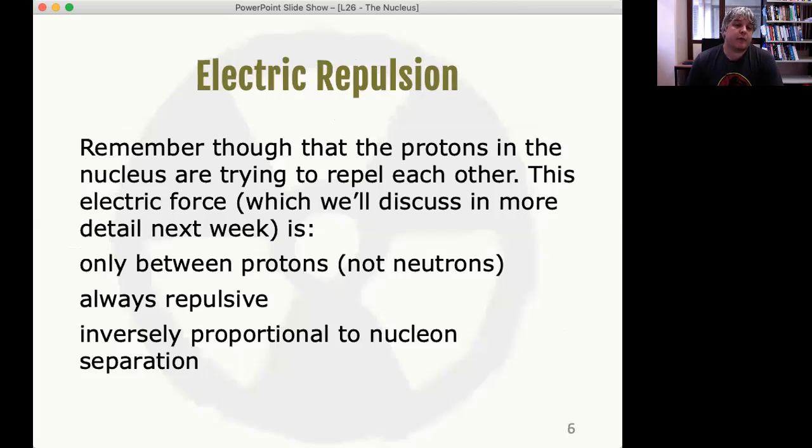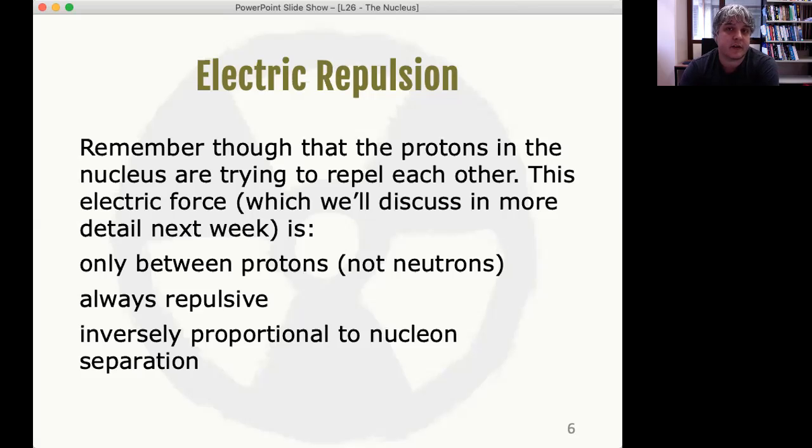Remember, the protons are all repelling each other throughout all of us. The electric force that we're going to discuss more next, I've said next week there, it probably will be next week when I put the lesson up, but it is next section anyway. It's only between protons, not the neutrons. Neutrons have no electric charge, so they don't experience this electromagnetic force. It's always repulsive because the protons are all positive, and it is inversely proportional to the nucleon separation.